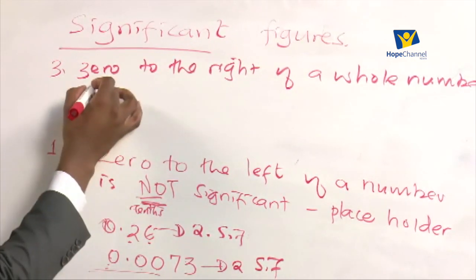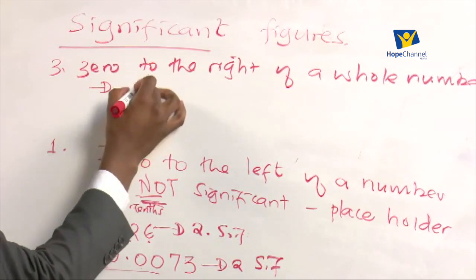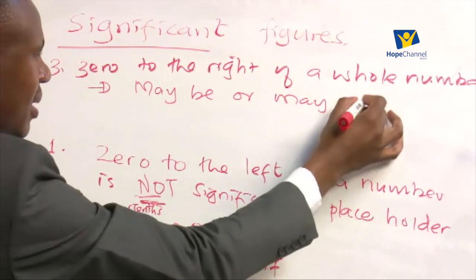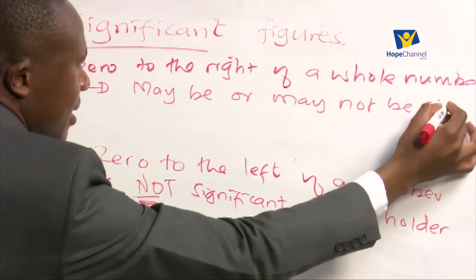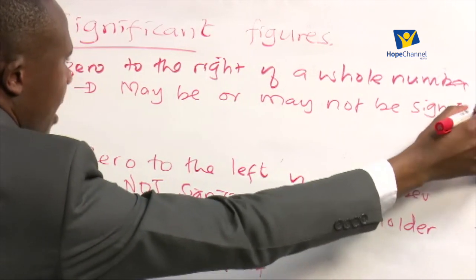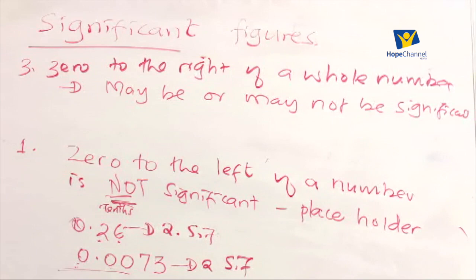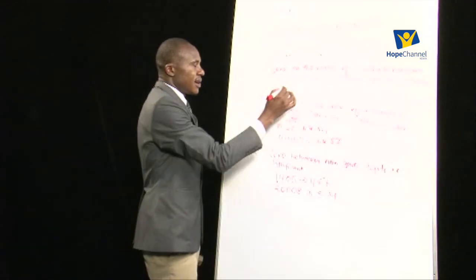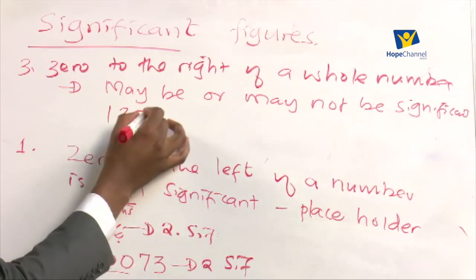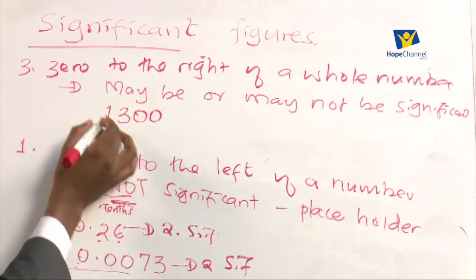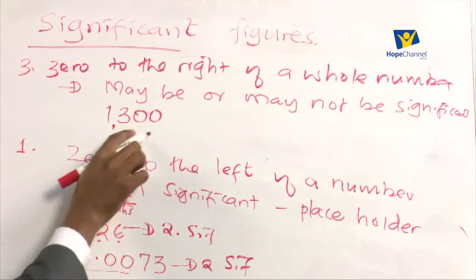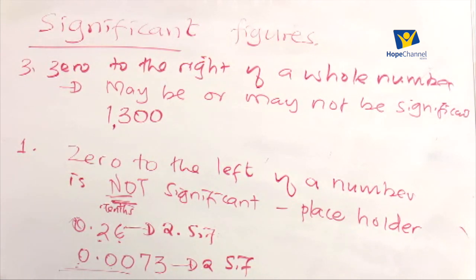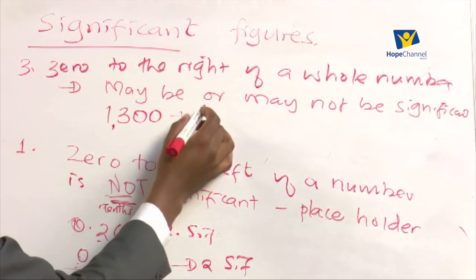That zero, the unique part of it, may or may not be significant. So there are two options there. If a zero is to the right of a whole number, that zero may be significant or it may not be significant. For example, if we have the number 1300, the two zeros, because this is a whole number, may be significant or not significant. So it will be safe for us to say that number is written to two significant figures.